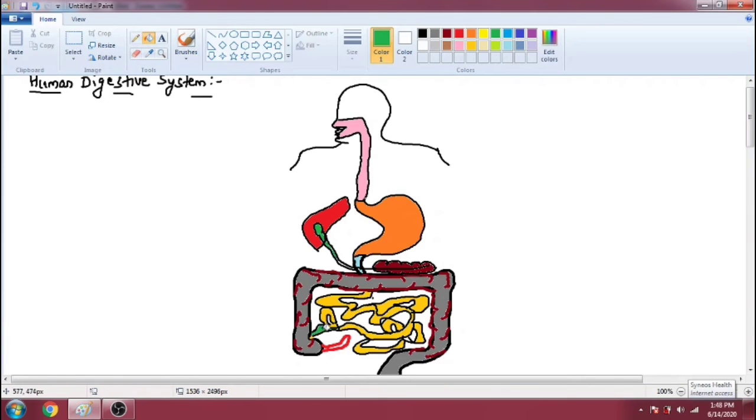But the part which is connected to the large intestine, I am giving it in green color so that you can understand. It is nothing but the ileum. So through the ileum it is connected to the large intestine. Now what we need to understand here are the labelings. We need to understand that in the mouth there is a specialized gland that we call the salivary gland.